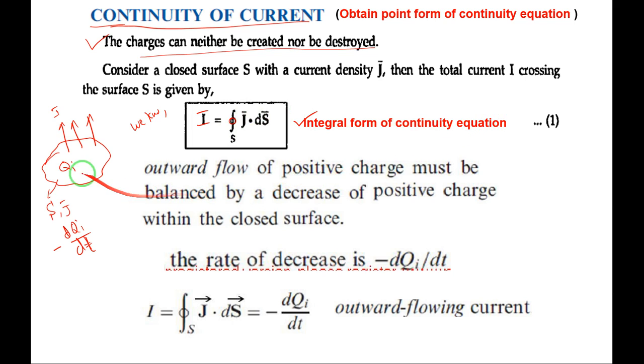Then the current I is flowing in the outward direction, and there is a rate of decrease of charges within the given volume. So the outward flow of positive charge must be balanced by the decrease of positive charge within the closed surface. The rate of decrease, as I already told, is given by minus dQi by dt. So I is equal to the closed surface integral of J dot dS, and this is equal to the rate of decrease of positive charges within the volume, minus dQi by dt. I hope you got it.